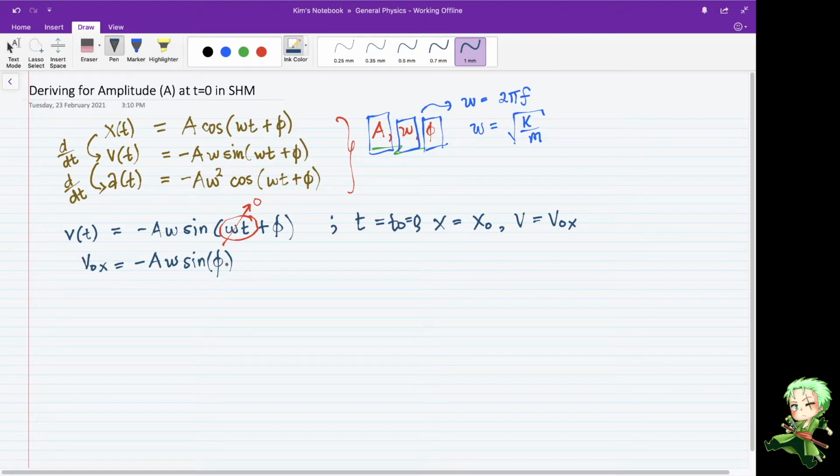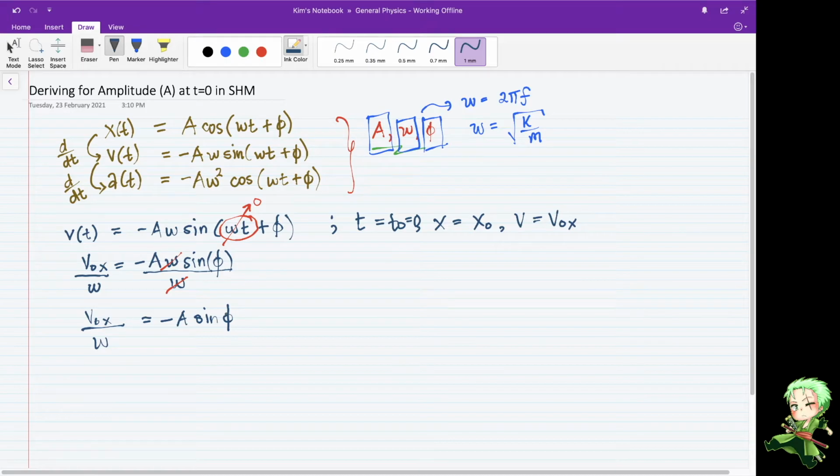So the next thing that we are going to do is, since we are finding A and we want to isolate A on one side of the equation, we are going to divide both sides by omega. So what happens when we divide by omega? Of course omega on the right hand side would cancel out. So we are left with v naught x divided by omega, and on the right hand side we have negative A sine of phi.